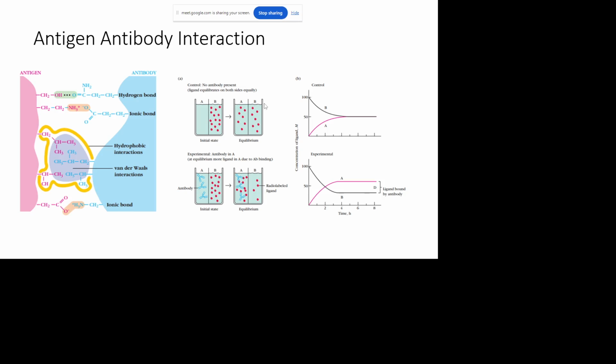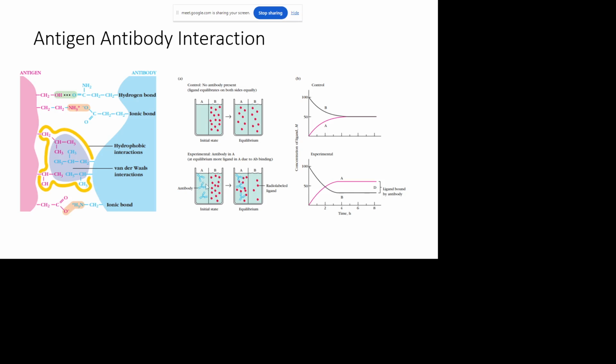So 5 in A, 5 in B, equilibrium. So that's why they are equal in concentration. But for example here, if there was initially 10, then if 5 goes to compartment A, then suppose 3 of them will be entrapped by the antibody, right?